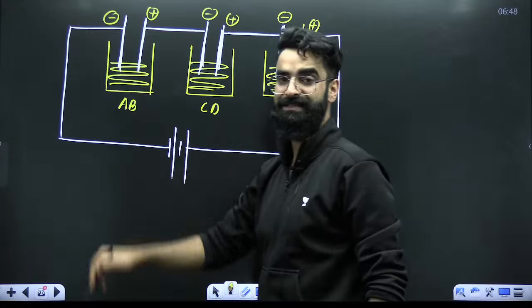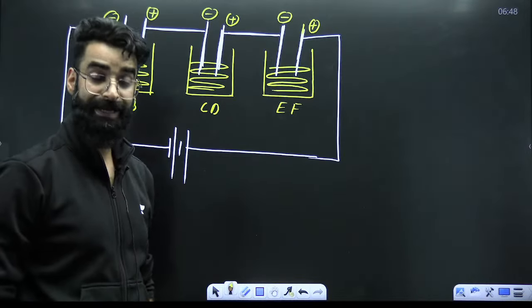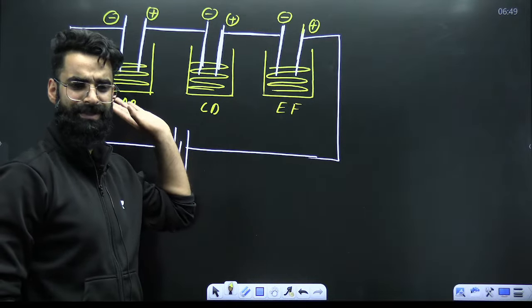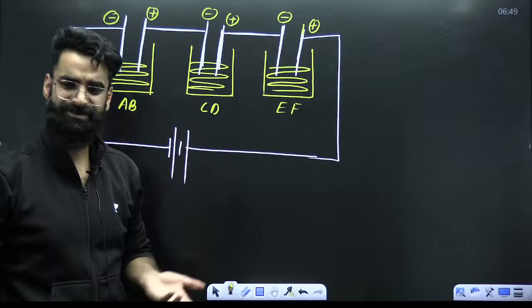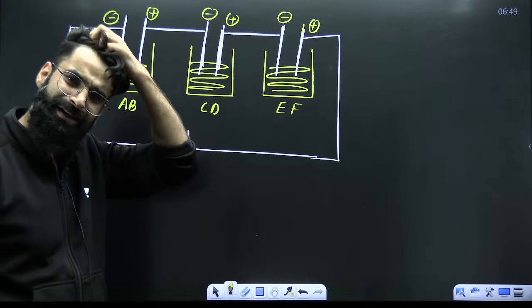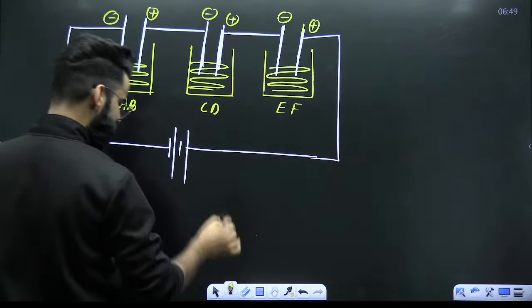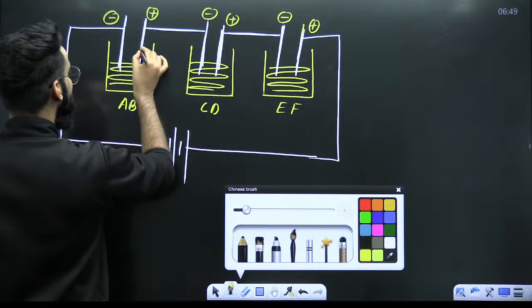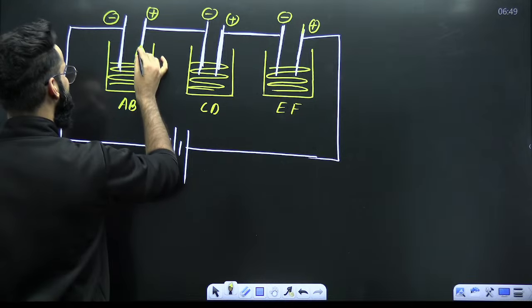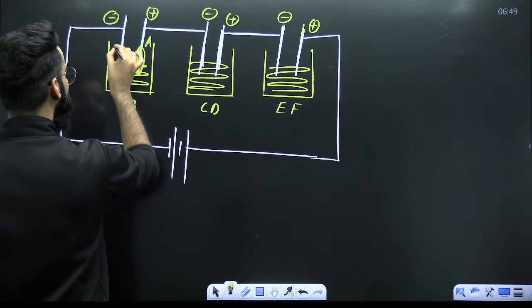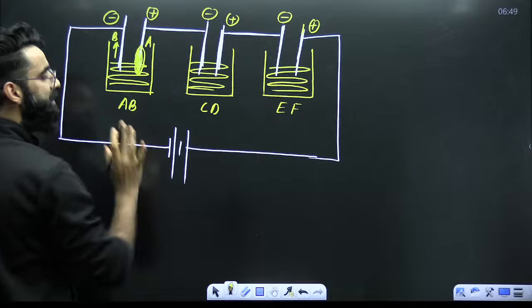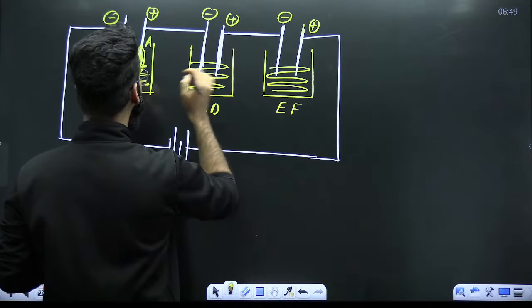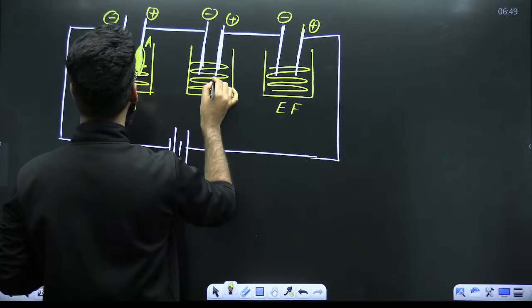So in all the three cells, what will happen? Electrolysis will happen. Due to electrolysis, something would be happening at the electrodes. Either metal will be deposited or gas will be liberated. Let's assume at this particular electrode, A is being deposited and B is being liberated. For example, just to make you understand, let's assume at this particular electrode, what is happening exactly?